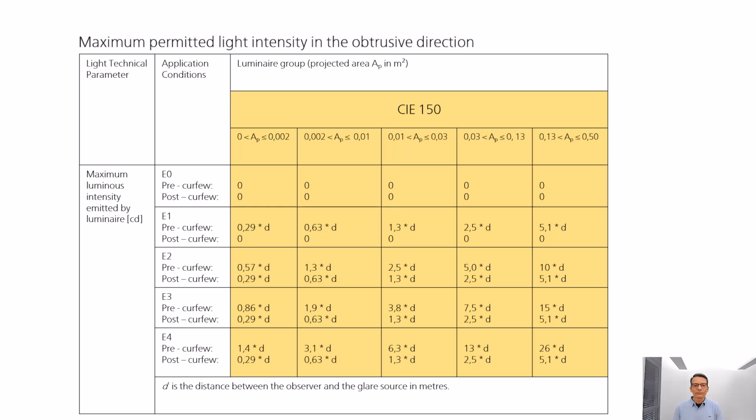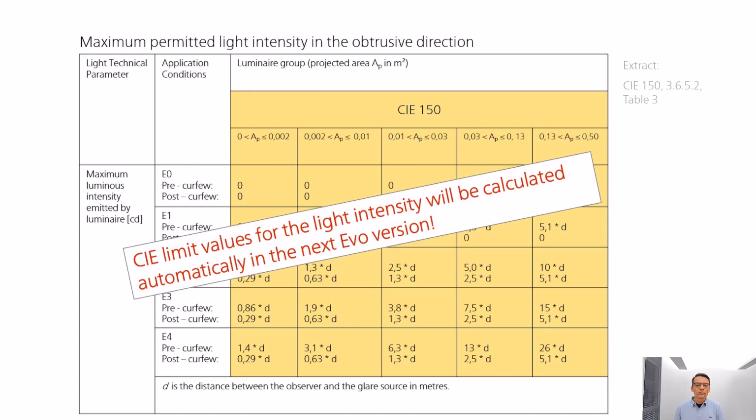The CIE 150 also specifies limit values for light intensity. However, as you can see in that table, it's a little bit more complicated here. The limit values are not fixed. They have to be calculated as a function of the size of the visible light emitting surface and the distance between the observer and the glare source. But don't worry, in one of the next DIALux evo versions, these CIE limit values will be calculated automatically in the software.